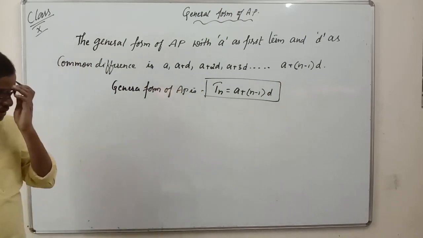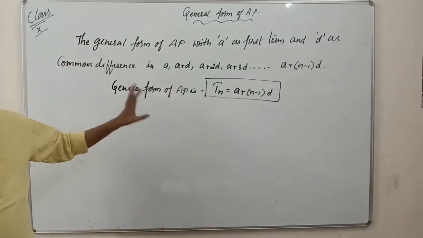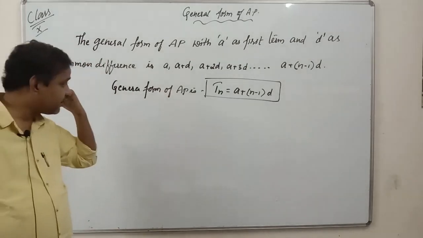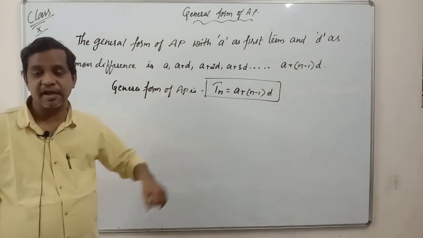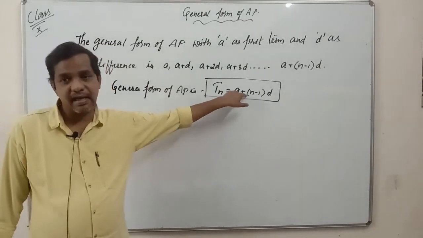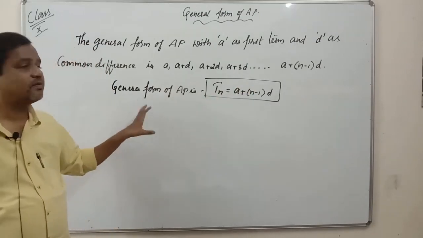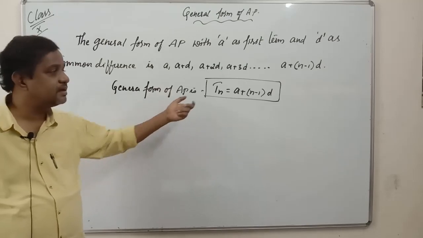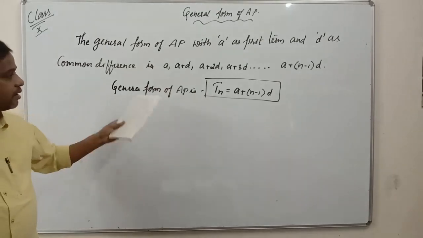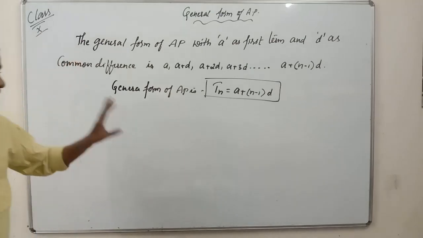See children, I told you already this is not from our textbook, because I am referring to other textbooks and making it easy so that you can understand. If I write directly that the general form of AP is Tn equals A plus n minus 1 D, you will not come to know what A is, what Tn is, what n is and what D is. Okay, this is how you will get the formula for the general form of AP. So the general form of AP is Tn equals A plus n minus 1 D. Okay, you copy this one. I'll give you one example. What do you mean exactly by this one?